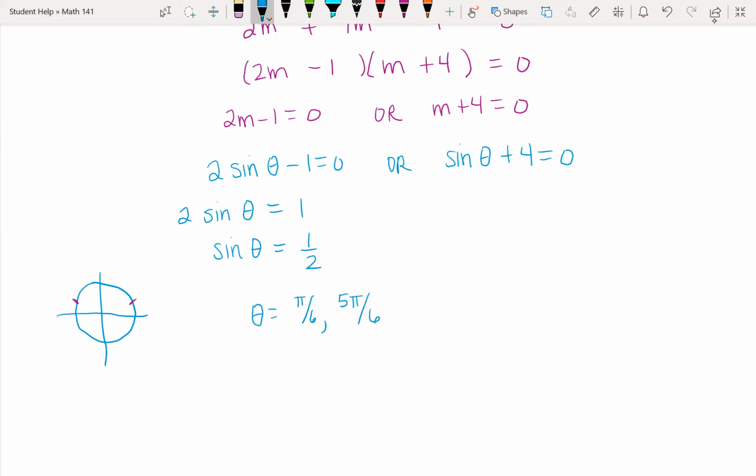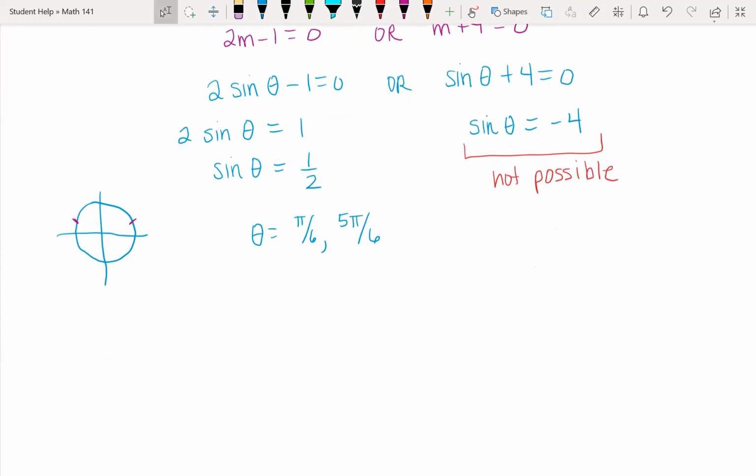For this second equation on the right, moving that 4 to the opposite side, we get that sine of theta is equal to -4, and this is not possible. Sine doesn't take on a value of greater than 1, so we don't have any solutions for that one. So we'll just take these single solutions. Those are the radian measurements. The degree measurements would be either 30 degrees or 150 degrees. So that'll be our solution for that problem.